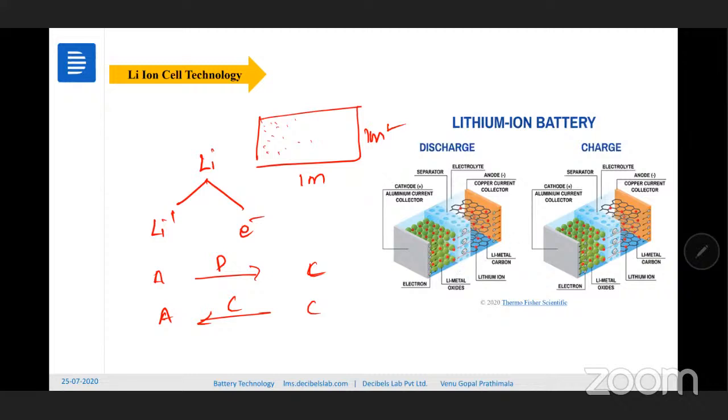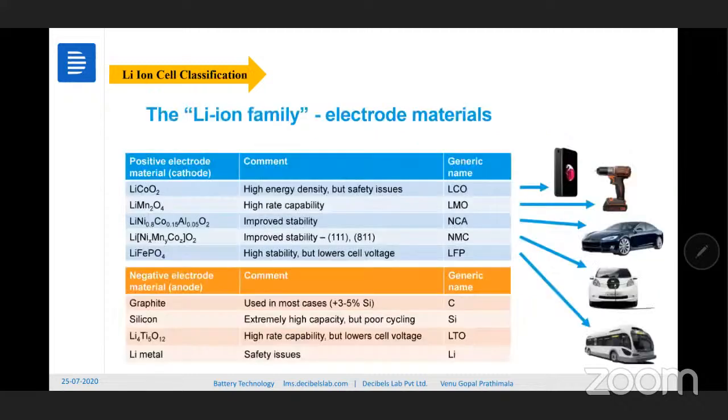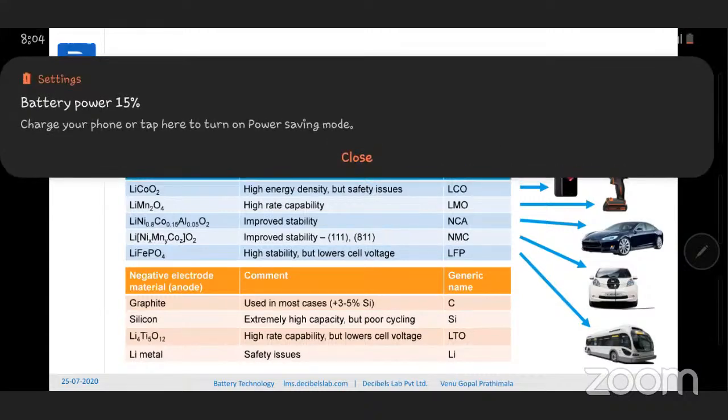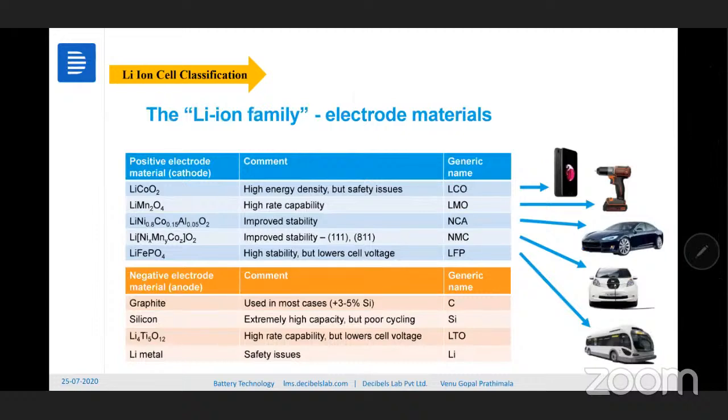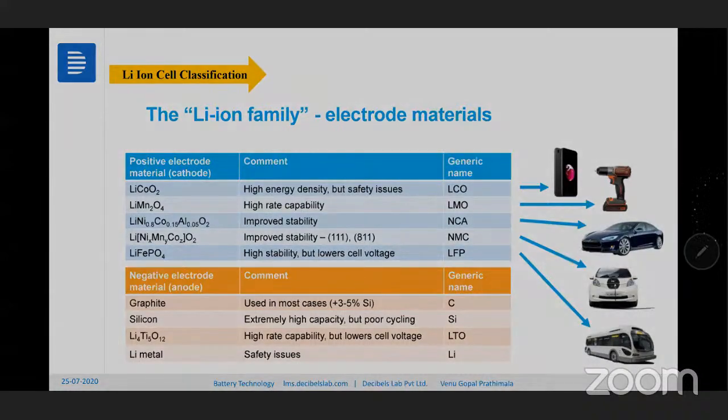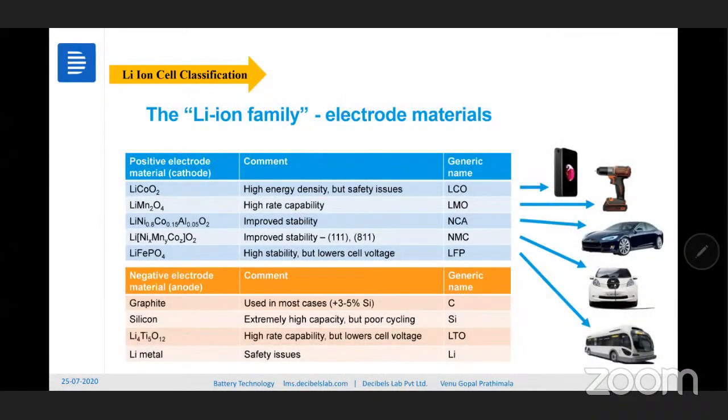Now, the classification of lithium ion technology. The classification is based on whichever cathode we are going to use. Based on that, lithium ion technology is divided into lithium cobalt oxide, lithium manganese oxide, nickel cobalt aluminium oxide, NMC, which is nickel manganese cobalt, lithium ferrous phosphate, and the final one is lithium titanate oxide.